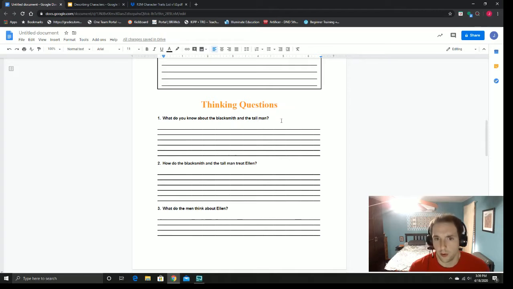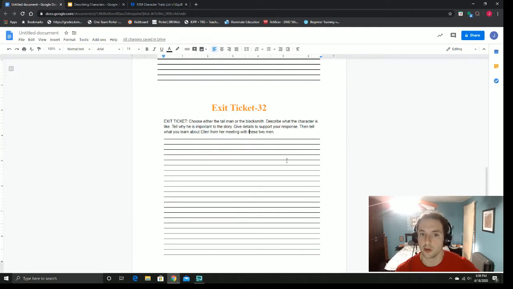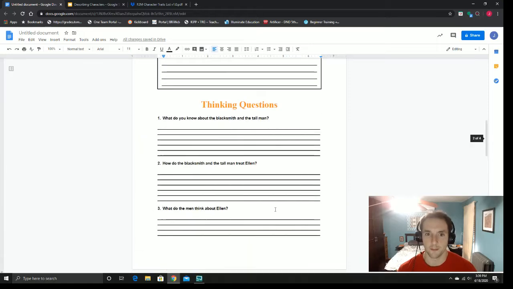As always, we'll go through our thinking questions. When it's time to do your own thinking, I'll tell you to pause the video. You can do it on your own, and then when you come back, I'll share the thinking that I thought. While we're going through, we'll be breaking down separately the blacksmith and the tall man, so that when you do your exit ticket, no matter which one you choose, you'll have the information that you need to put together a good exit ticket. And when we do our exit ticket, I'll actually do both as well, so that you can check your work against that.